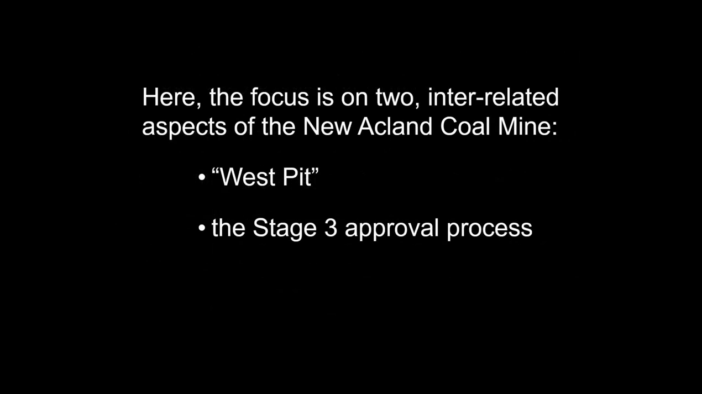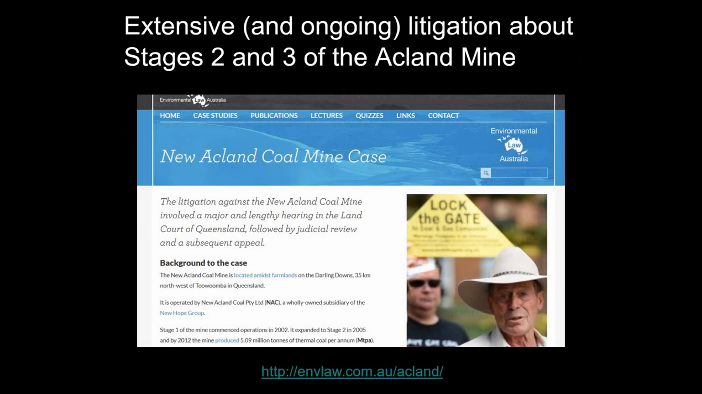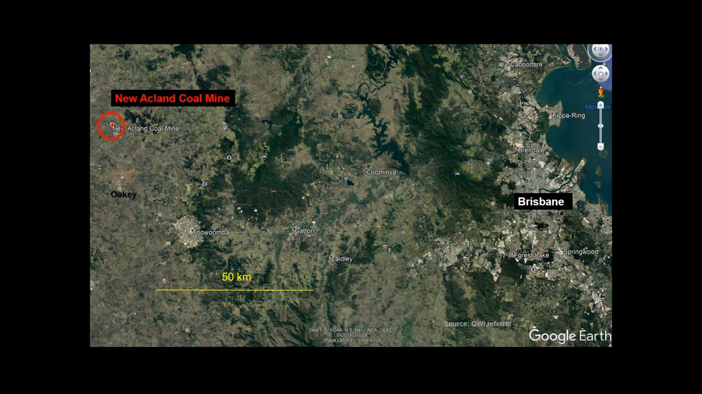So the focus for this problem and for this lecture is on two interrelated aspects of the New Acland coal mine. Firstly, West Pit, and then secondly, the Stage 3 approval process. If you've got a pad and piece of paper, you might want to write those down, because I'm going to be referring to them repeatedly. I want to unpack what they mean, but they're two interrelated aspects of this mine: West Pit and the Stage 3 approval process. If you want to see more extensive documents about this, I've got a case study on my website about the ongoing litigation involving stages 2 and 3 of the Acland mine. There's a whole heap of documents, particularly around groundwater.